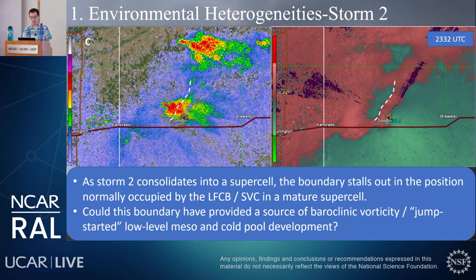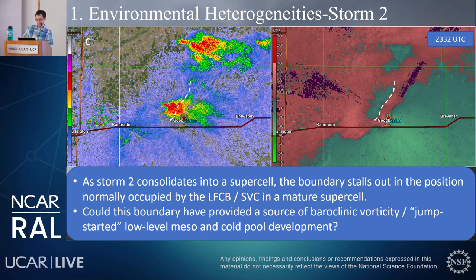But as storm one really begins to consolidate into a supercell around 2330, that outflow boundary from the north stalls out in a spot where you'd normally expect to see a left flank convergence boundary or SVC in a mature supercell. So what I've kind of thought here is, could this boundary have provided a source of baroclinic vorticity? So could it have kind of been like an almost imported SVC for this storm and jump-started low-level meso and cold pool development? So it basically places this storm in almost a more mature stage than it otherwise would have been.